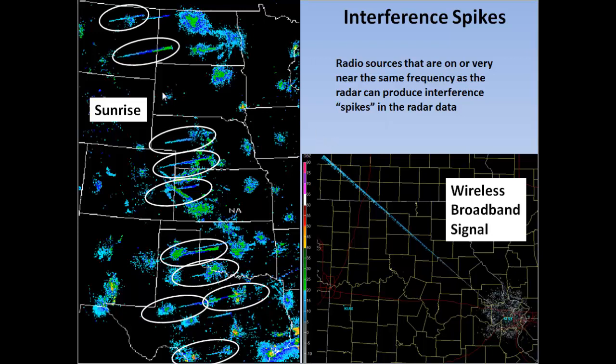Every day we also get sunrise and sunset spikes, because the sun, of course, radiates all across the EM spectrum, and when our antennas align with the sun during sunrise and sunset, you get these interference spikes, and you can just watch them march across the country as the sun rises and sets.